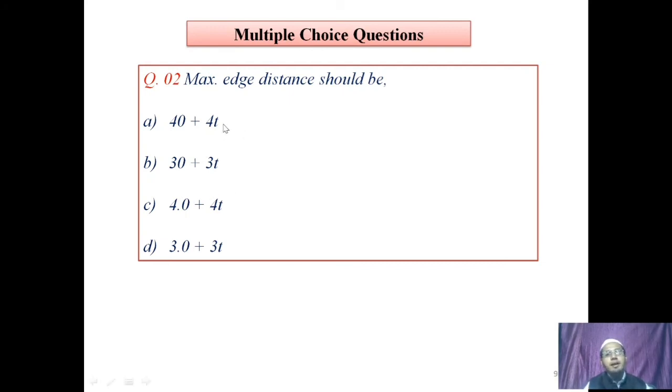Yes, again you are right. Option A is correct. Means maximum edge distance should be 40 plus 4 times t.